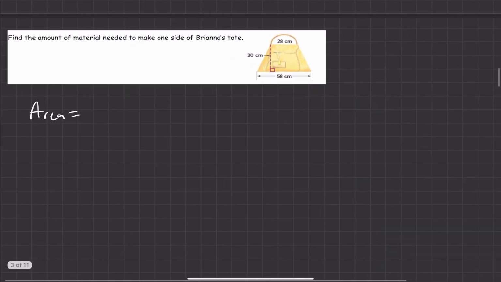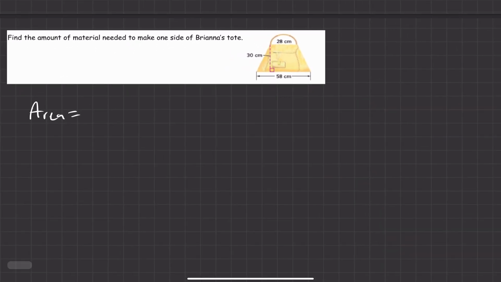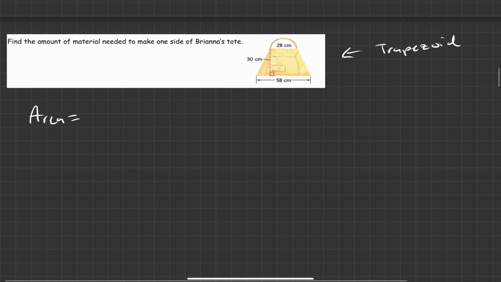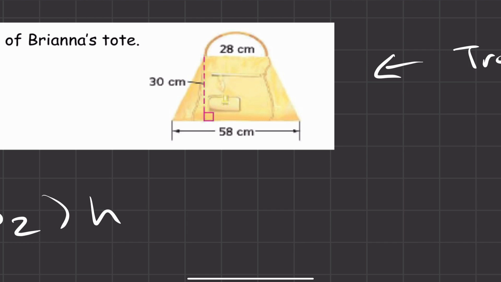This right here says find the amount of material needed to make one side of Brianna's tote, which looks like a trapezoid. The formula that you need to know when it comes to finding the area of a trapezoid is 1/2 of the sum of the two bases multiplied by the height. With the trapezoid, remember that it has one pair of parallel sides. So this is parallel to that side.